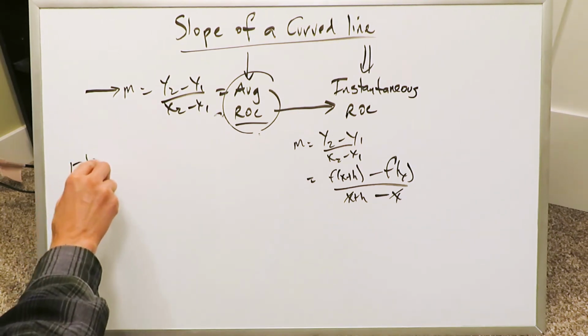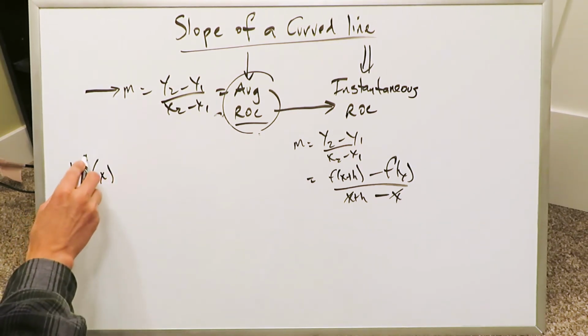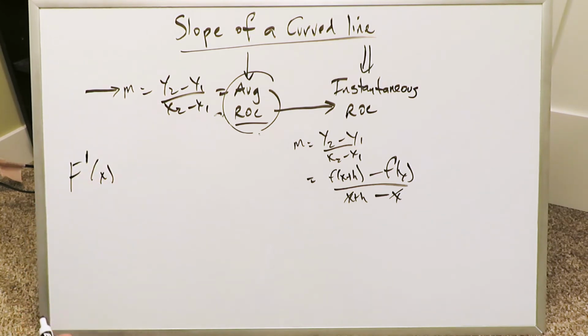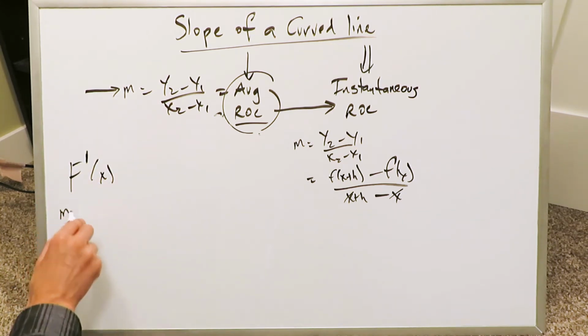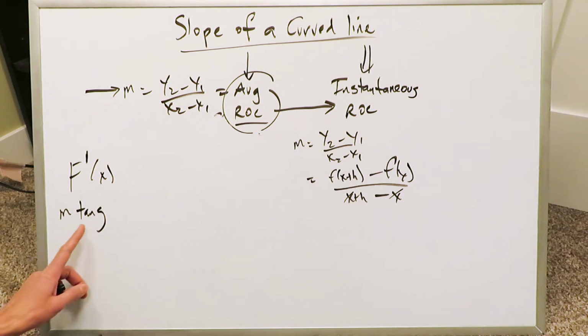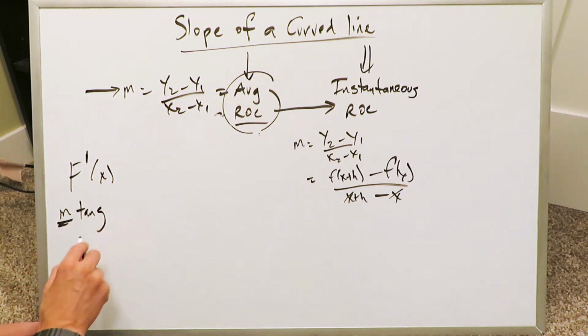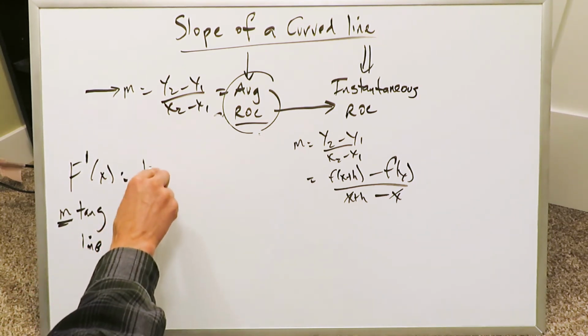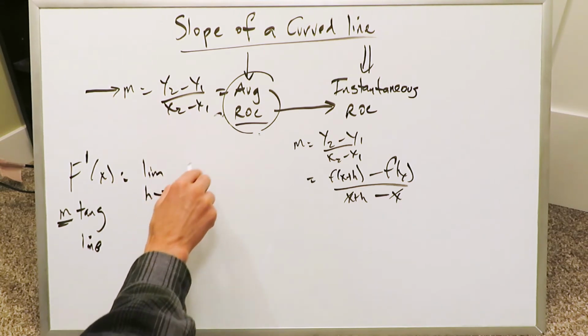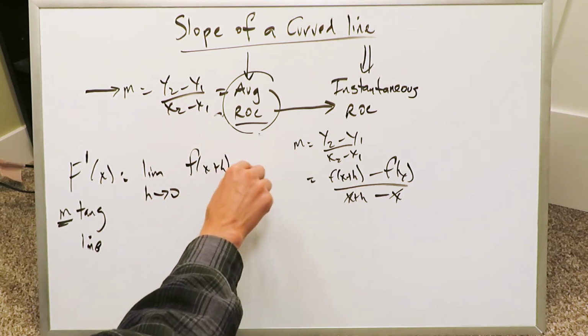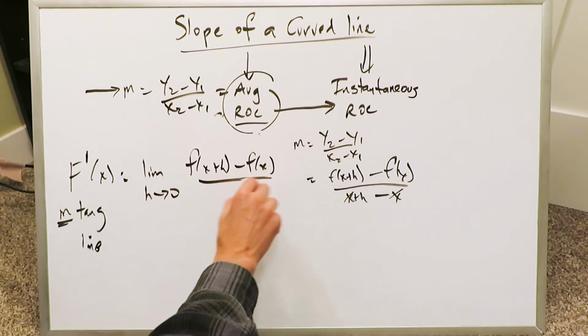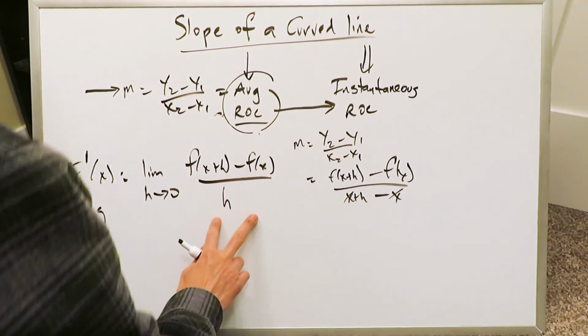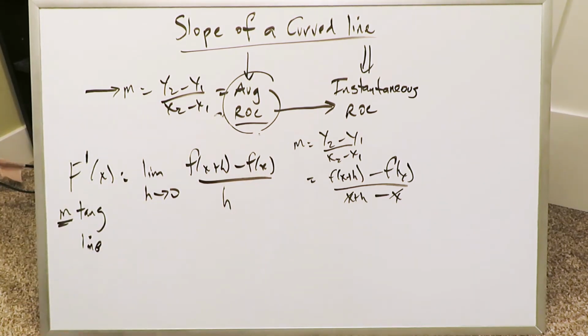The derivative of any function, which is annotated with this little prime, means you're trying to determine the slope of a tangent line. You see how I'm using abbreviations? Slope of a tangent line is going to be determined as limit as h approaches 0, f of x plus h minus f of x divided by h. That formula right there, as you plug in your values, will give you the slope of your curved line, which will represent the instantaneous rate of change.